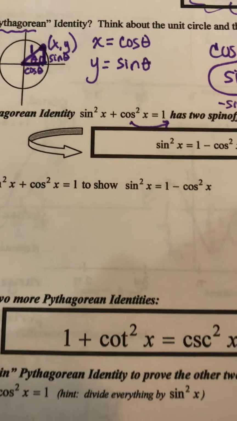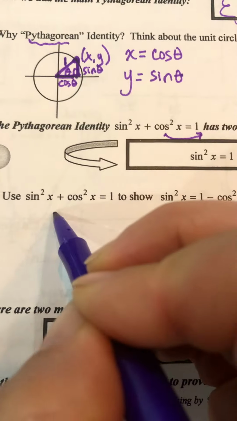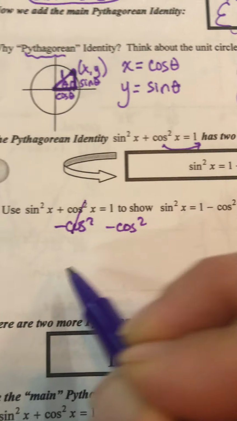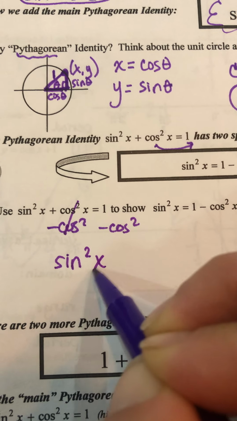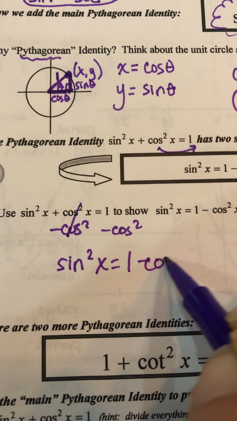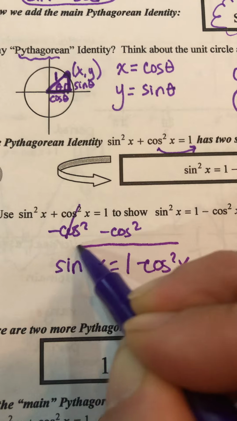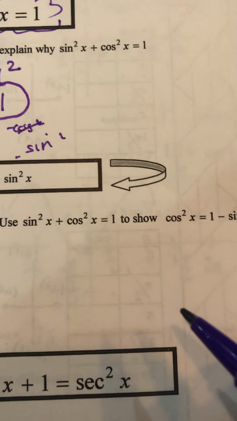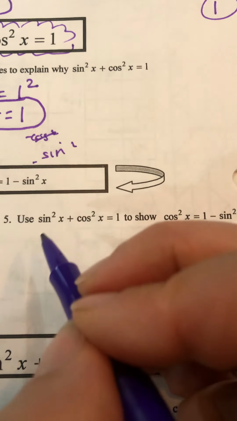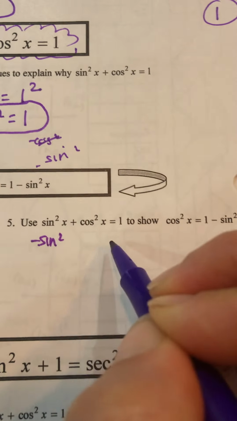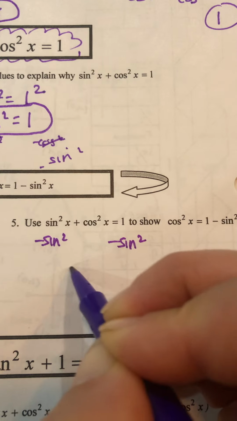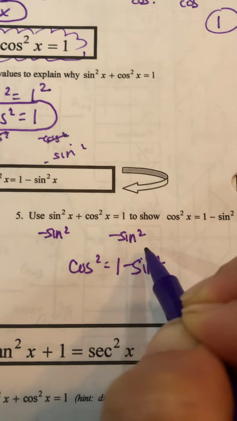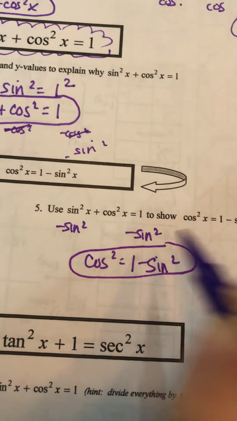So to show the spin-off, I'm just going to subtract cosine squared from both sides. So therefore, sine squared, I'll add in the x, is equal to 1 minus cosine squared. And I just call that a spin-off. The next one here, same thing. To show this spin-off, I'm just going to subtract sine squared from both sides. So cos squared equals 1 minus sine squared. And again, with or without the x. One with, one without.